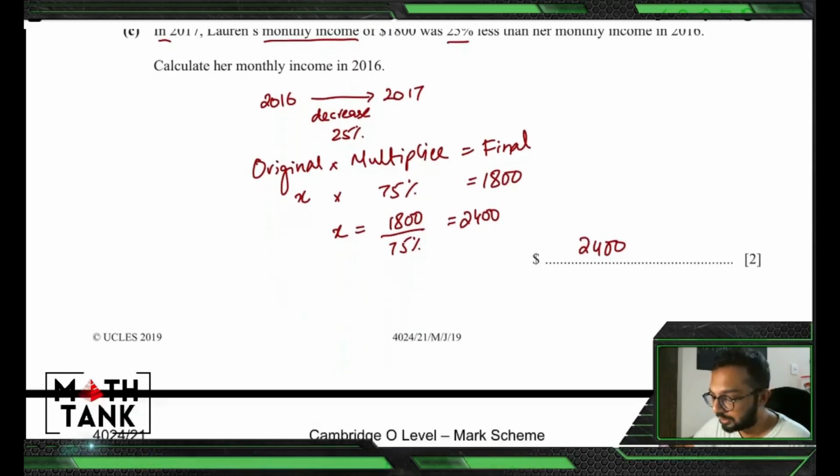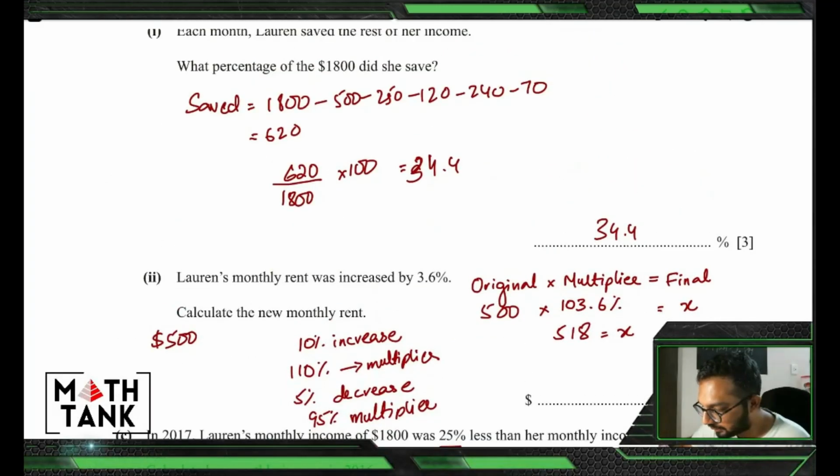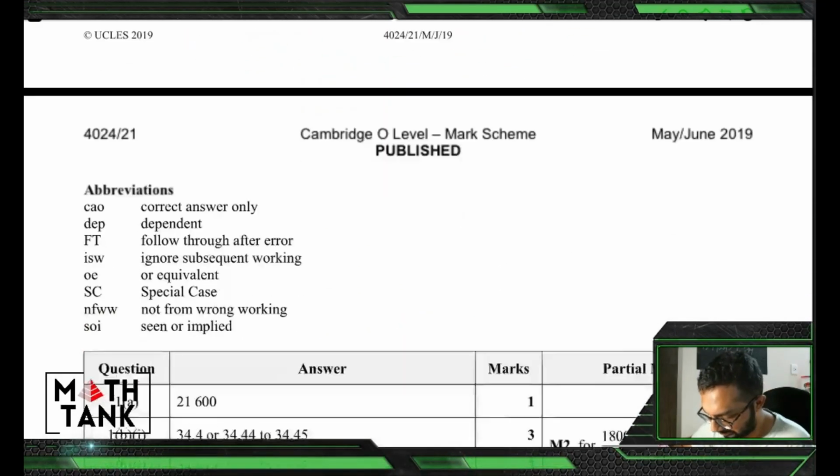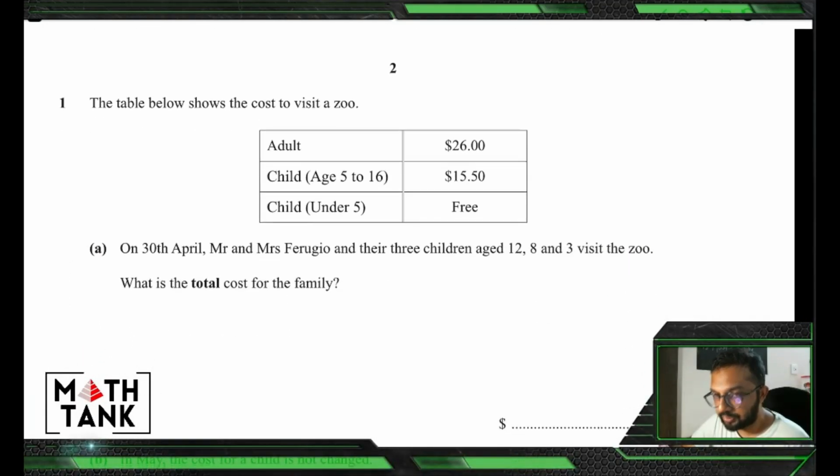So fair and simple. Let's check our answers. 21600, 34.4518, I've not written here. And 2400. Okay, let's quickly move on to the next question.